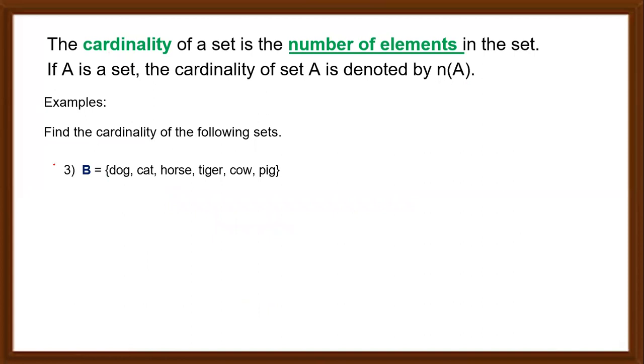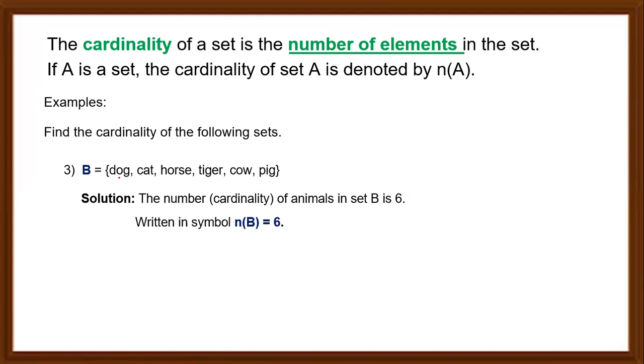So another example, number 3. The set B, we have the dog, cat, horse, tiger, cow, pig. So all you have to do is, pag hinihingi ang cardinality, bibilangin mo lang yung kanyang elements doon sa set B. So meaning to say, the number of animals in set B is 6. Kasi meron tayong 6 na animals doon sa set B. Or we can write that in symbol, cardinality of set B is equal to 6. Ang sagot, 6 po ang cardinality.